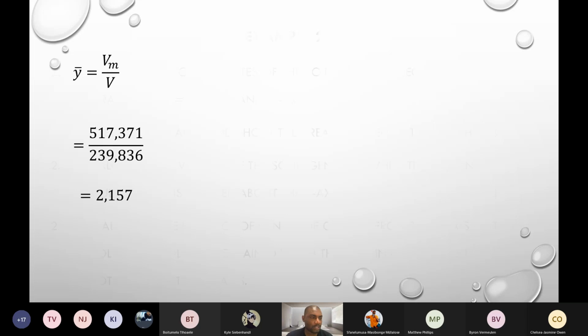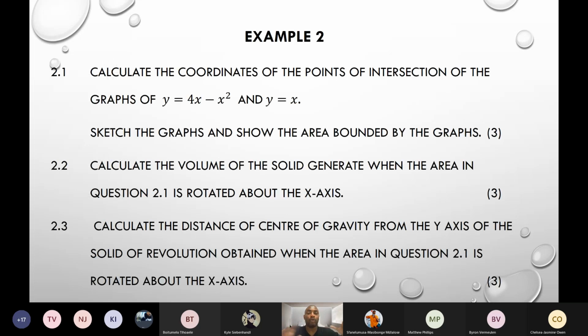So that's basically it. Now let's look at example 2, the one I gave you as homework. 2.1, calculate the coordinates of the points of intersection of the graphs of y is equal to 4x minus x squared and y is equal to x. So I have two graphs, y is equal to 4x minus x squared and y is equal to x.